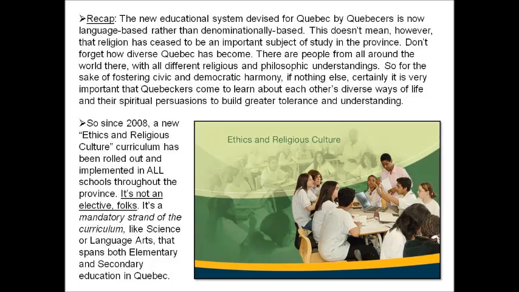So, for the sake of fostering civic and democratic harmony, if nothing else, it's certainly very important that Quebecers come to learn about each other's diverse ways of life and their spiritual persuasions, to build greater tolerance and understanding. So, since 2008, a new ethics and religious culture curriculum has been rolled out and implemented in all schools throughout the province. And it's not an elective, folks.